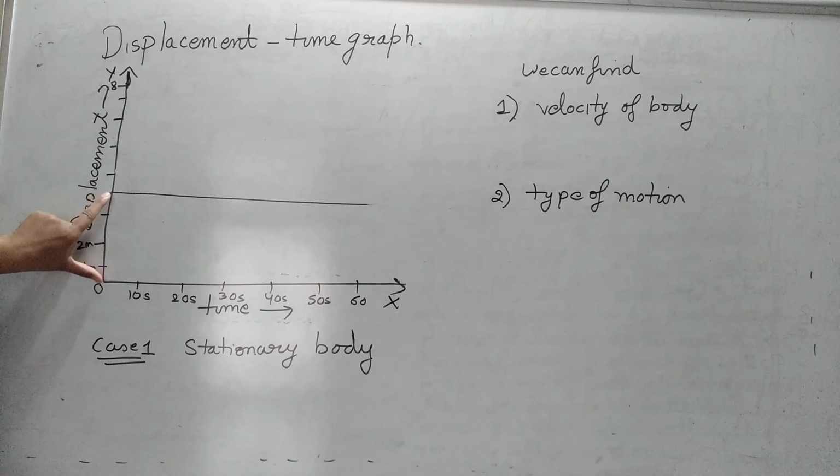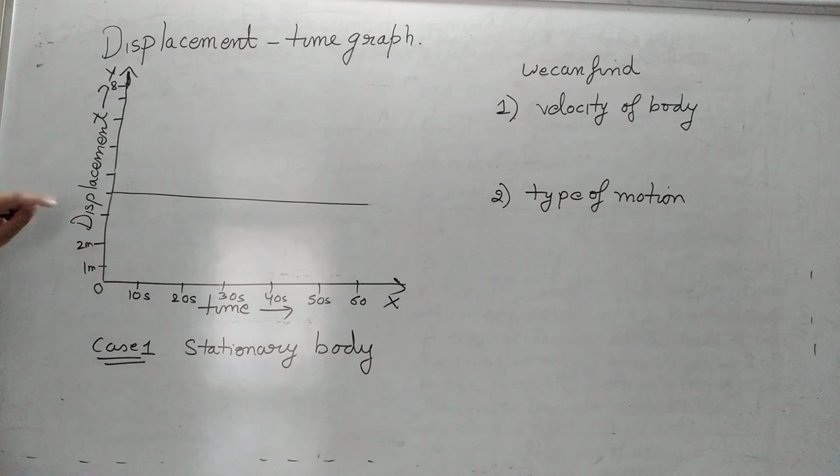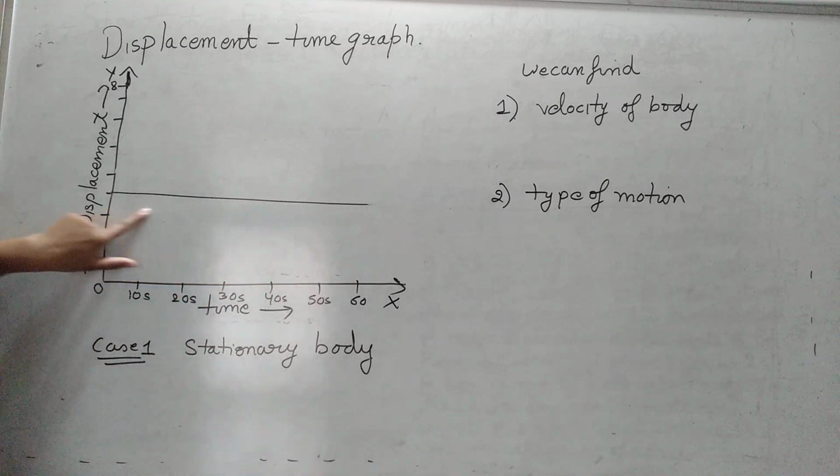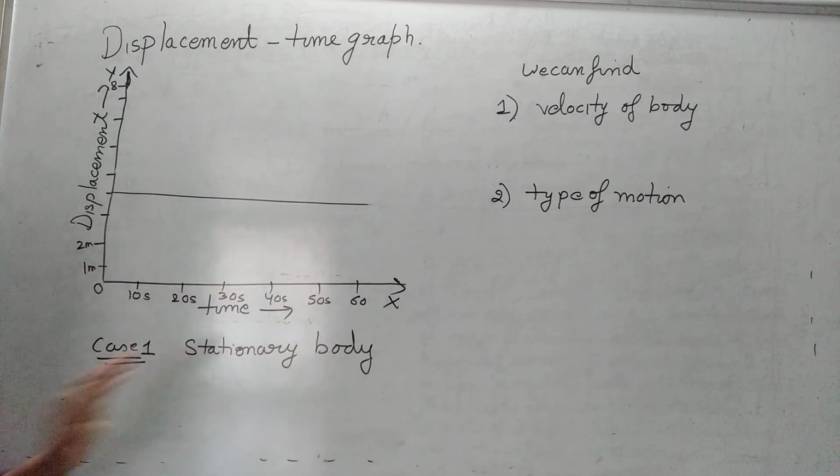ये जो distance है, it simply represents the distance from the origin. 0 meter does not represent anything, it only represents the distance from the origin. This type of graph tells us that the body is not moving. Is that clear? So ये displacement time graph है.